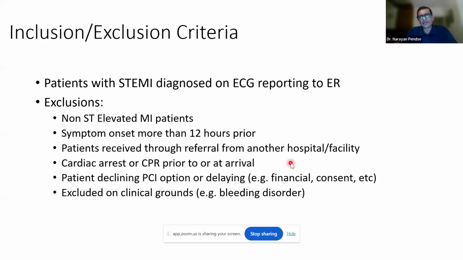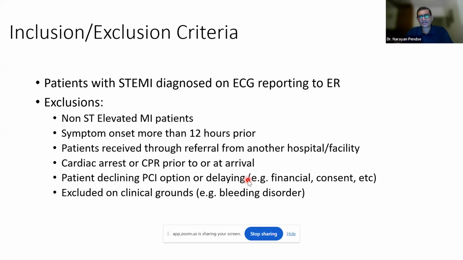There are also medical reasons for not doing balloon inflation in certain groups of patients. For example, if patients have active bleeding disorders, or if a cardiac arrest has already happened to the patient on the way to the hospital, etc. In our healthcare system, sometimes the delay also happens because the consent may not be given by the patients because of financial reasons or social reasons or some other reasons, etc. So if the consent has not been obtained in time, it would be logical to exclude them.